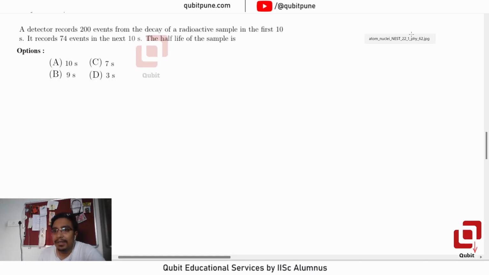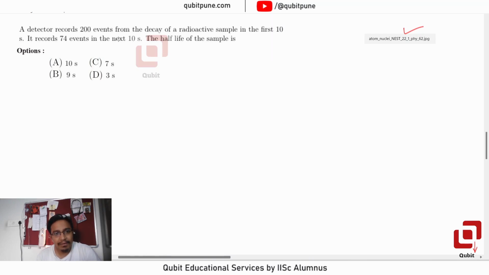NEST 2022 Shift 1 Question 62. A detector records 200 events from the decay of a radioactive sample in the first 10 seconds. It records 74 events in the next 10 seconds. The half-life of the sample is 10 seconds, 9 seconds, 7 seconds and 3 seconds. Okay.